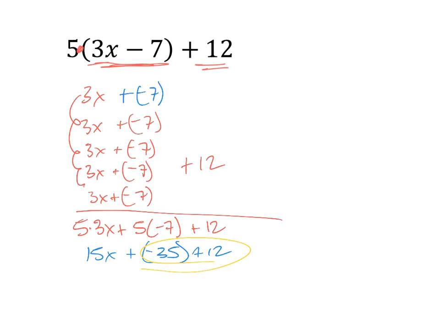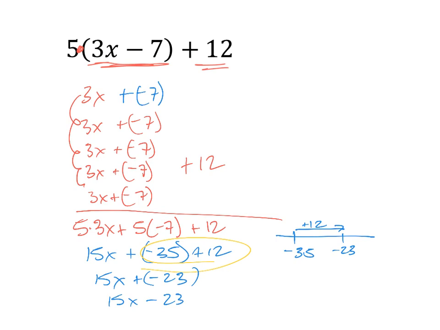So if I put those two together, then that's going to be 15x and negative 35 plus 12. If I'm at negative 35 and I go 12 to the right, then I'm going to be at negative 23. So this is going to be plus negative 23. And that can be simplified to be 15x minus 23. Either one of those two answers would be correct. In 8th grade, they're going to expect that you're going to simplify it by putting these two together.